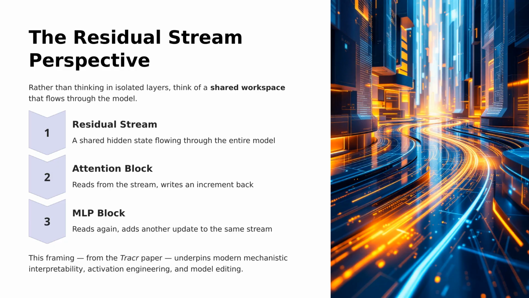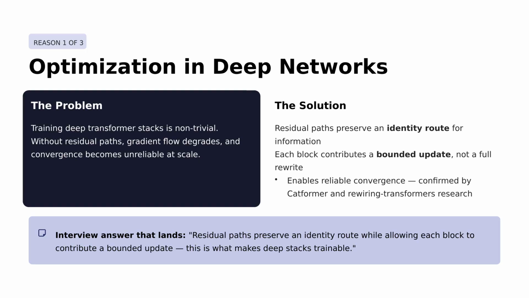A useful way to think about transformers is not as isolated layers, but as one shared workspace flowing through the whole model: the residual stream. Each attention block reads from that stream and writes back an update. Then the MLP reads the updated stream and adds another increment. This residual stream view, emphasized in the Tracks paper, is central to modern mechanistic interpretability, activation engineering, and model editing.